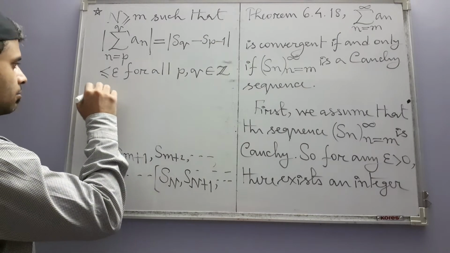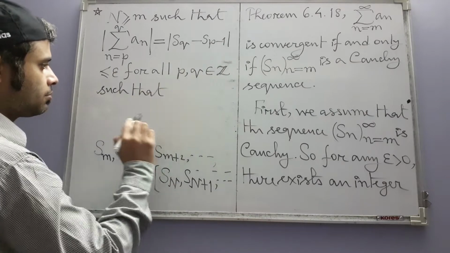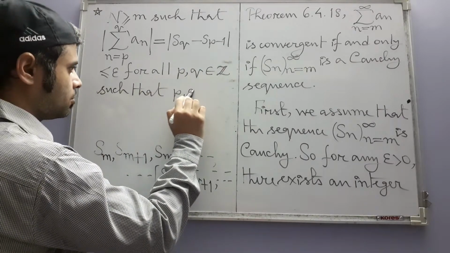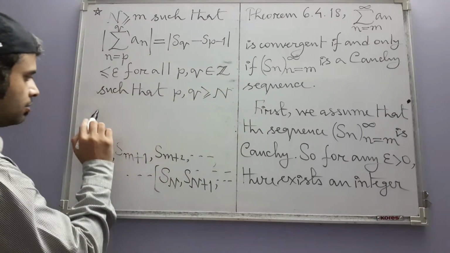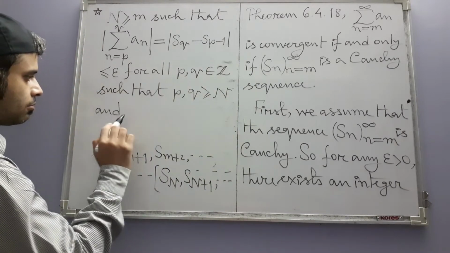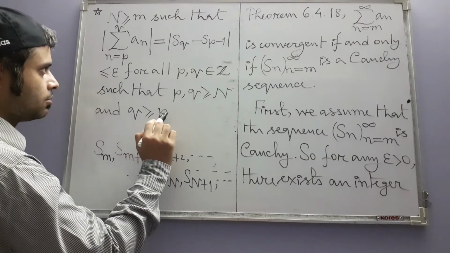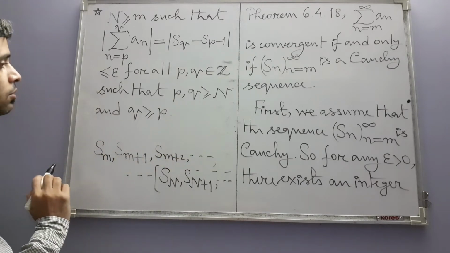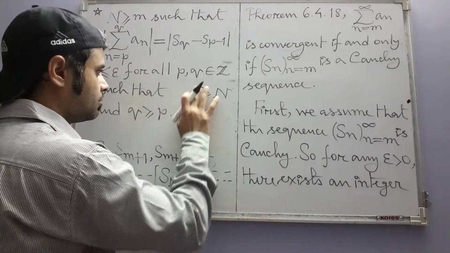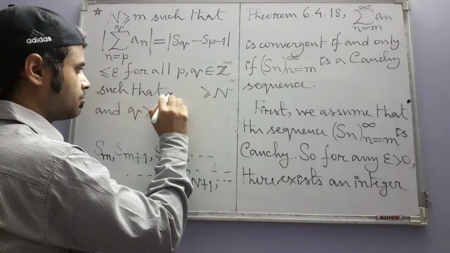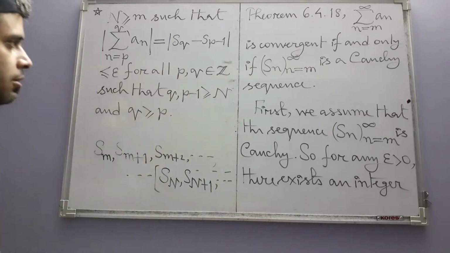such that both p and q are greater than or equal to N and q is greater than or equal to p. Okay, not exactly p and q, but q and p minus 1.